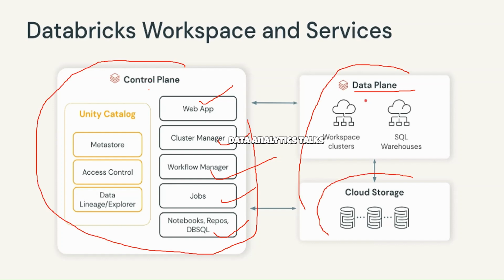And we also have something called cloud storage. The business data, the account data, is stored in some cloud storage. So control plane, data plane, and cloud storage. The cloud could be Microsoft Azure, AWS S3, whatever it is. So the data can be situated in any of these cloud providers. So that's all about the architecture of Databricks.